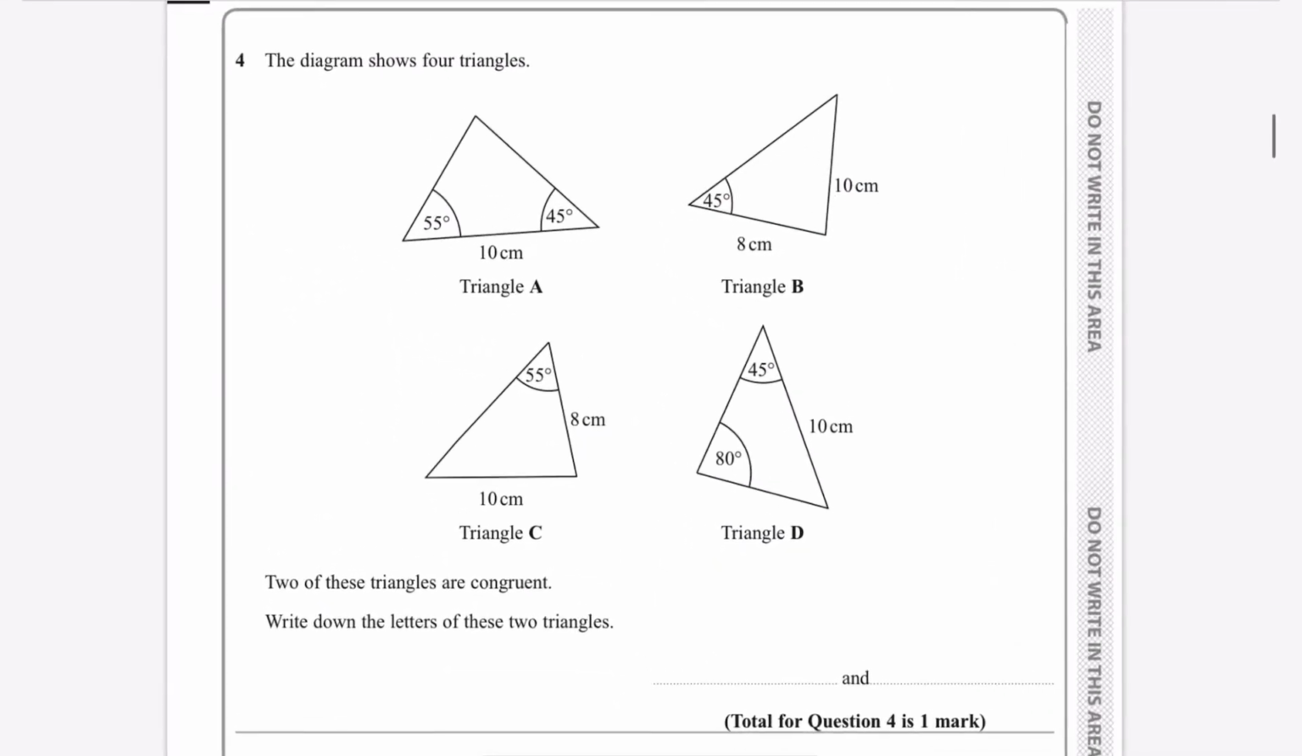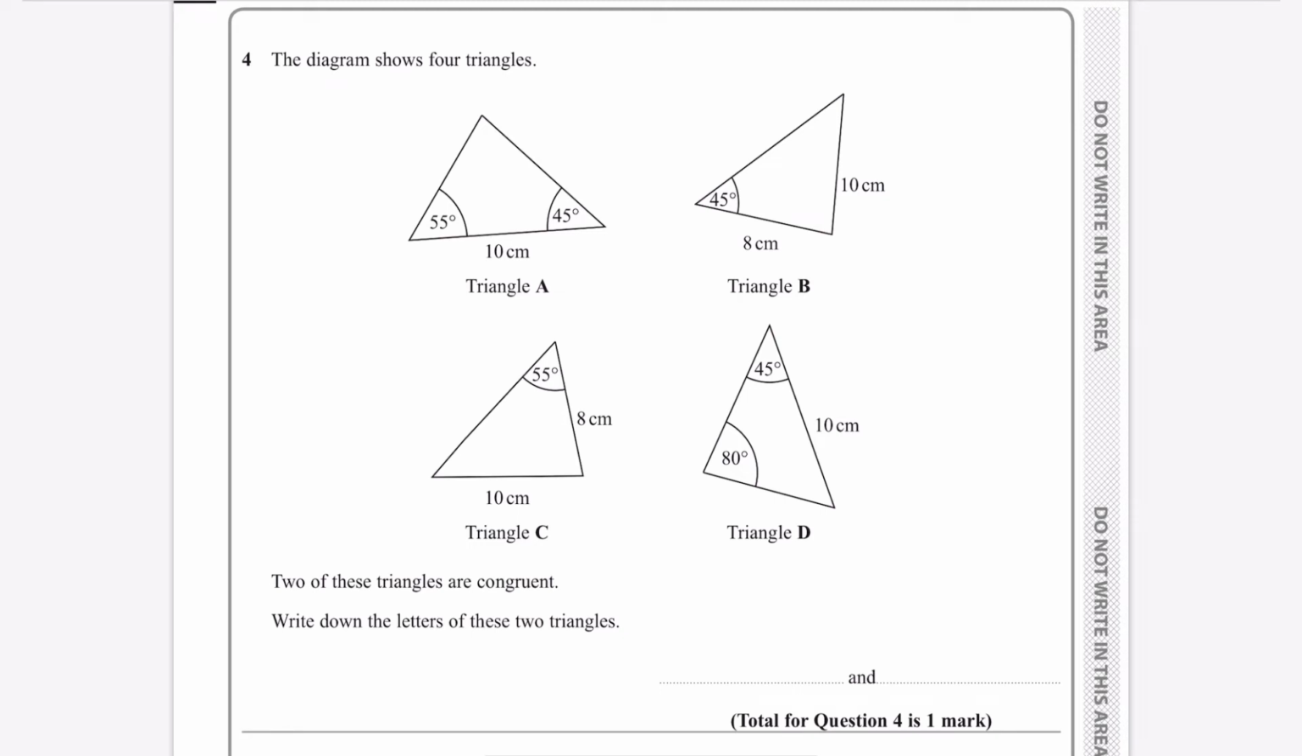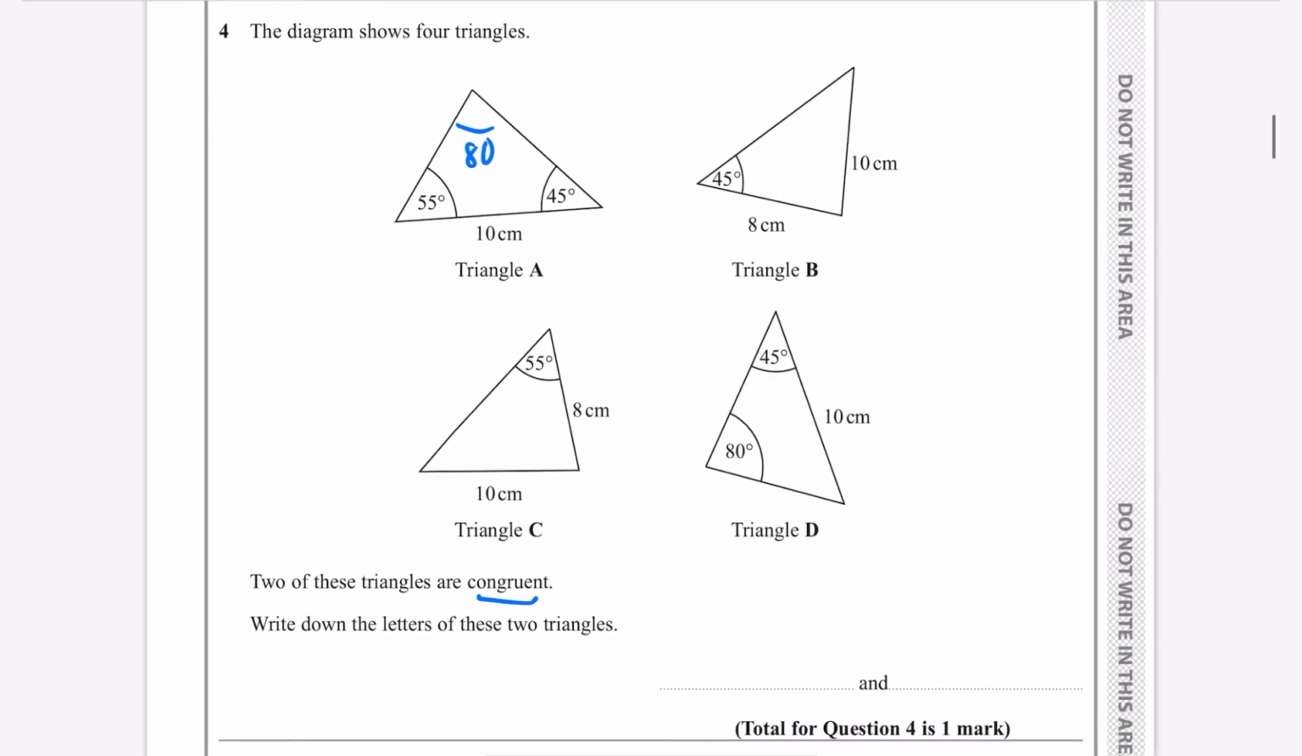Okay, the diagram shows 4 triangles. 2 of these triangles are congruent. Write down the letters of these 2 triangles. Well, we've got some different rules for congruency here. We basically need to have the same angles and the same sides. Well, if you think about what the missing angles are going to be, the missing angle for all of them would be 80 for that part. So that one's going to have an 80, a 55 and a 45. So I think this one over here is also going to be a 55.